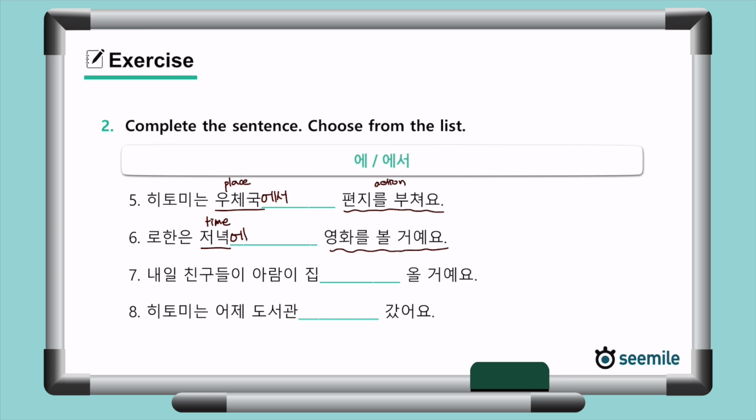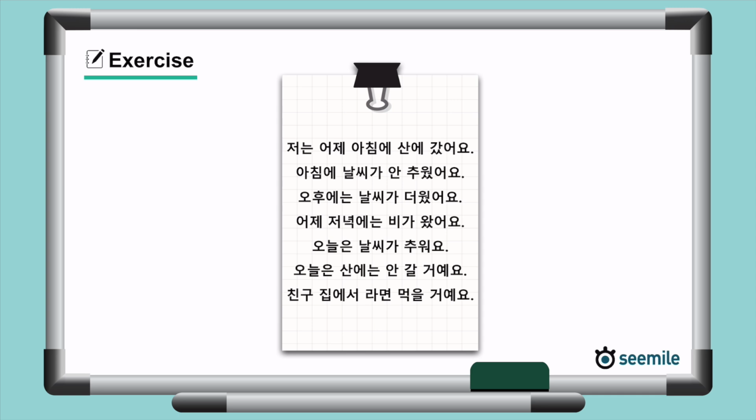Number 7. 내일 친구들이 아람이 집 올 거예요. Since 아람이 집, Aram's house, will be the destination to which her friends will come, let's fill in the blank with 에. 내일 친구들이 아람이 집에 올 거예요. Lastly, number 8. 히토미는 어제 도서관 갔어요. Again, 도서관 is the place where Hitomi went to yesterday. So let's put 에 here. 히토미는 어제 도서관에 갔어요.